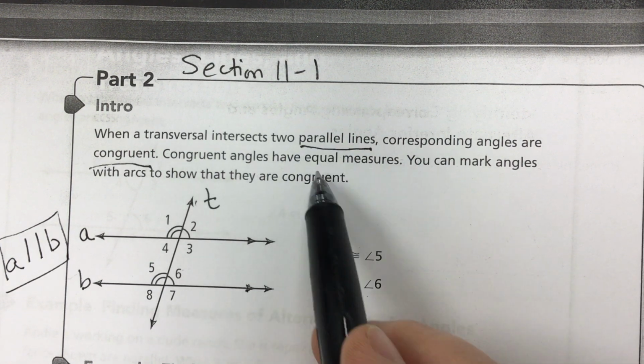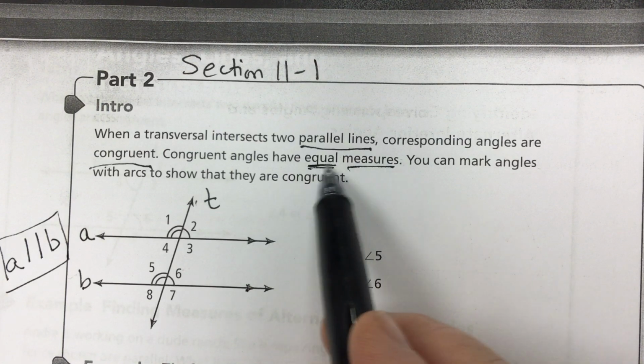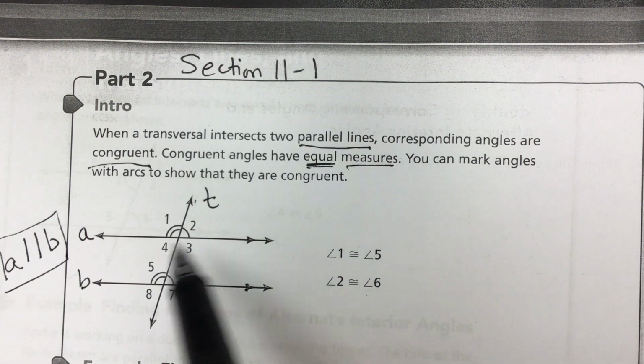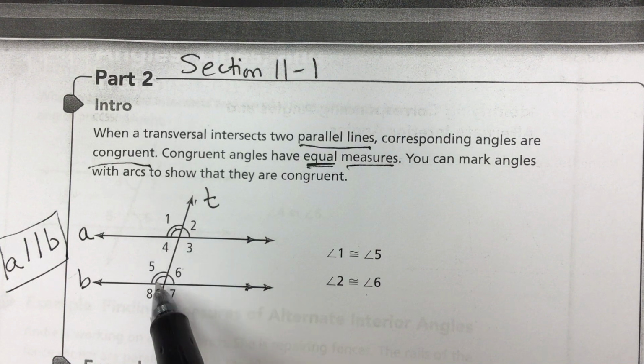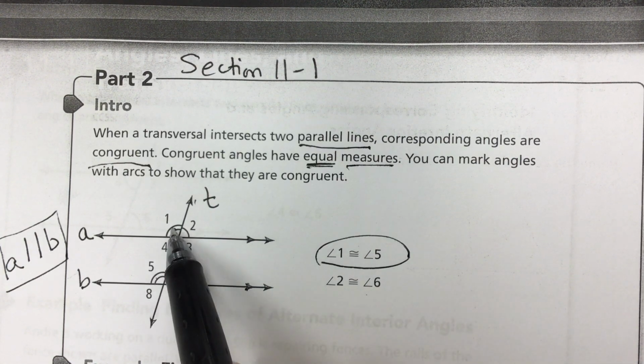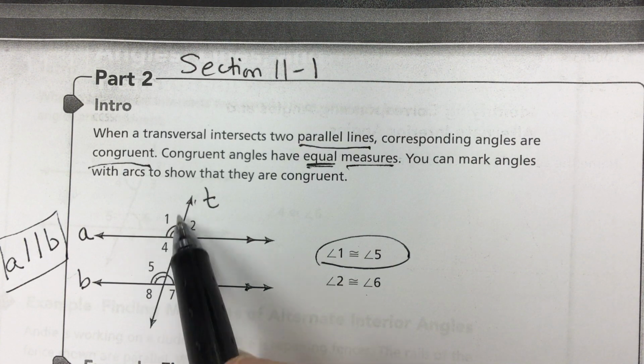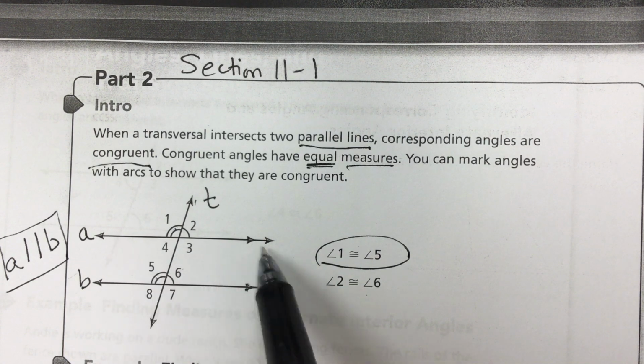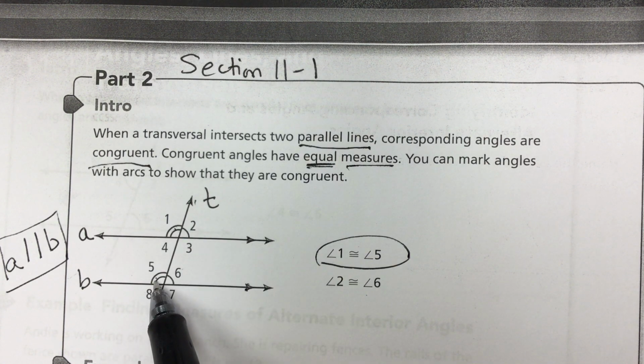Congruent angles have equal measure. When I use the word congruent, I'm just meaning the two angles have the same degree, same measure. You can mark angles with arcs to show that they are congruent. So here, notice that they're showing us that 1 is congruent to 5 because they're corresponding angles. They're on the left side of the transversal, both up above the parallel line. So 1 corresponds to 5. Since A and B are parallel, 1 is congruent to 5.